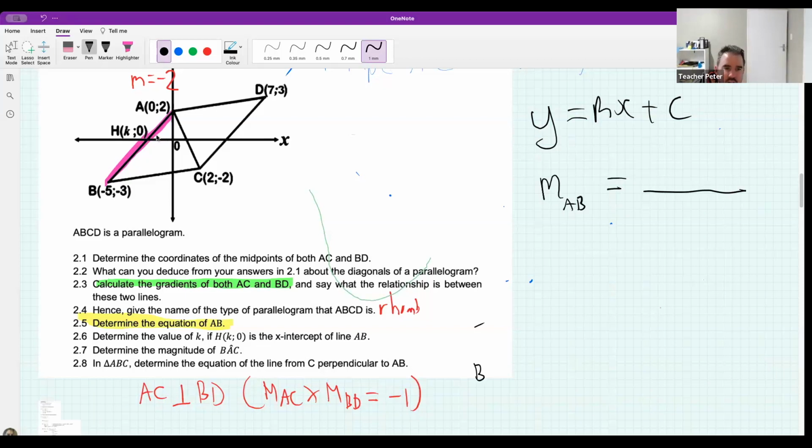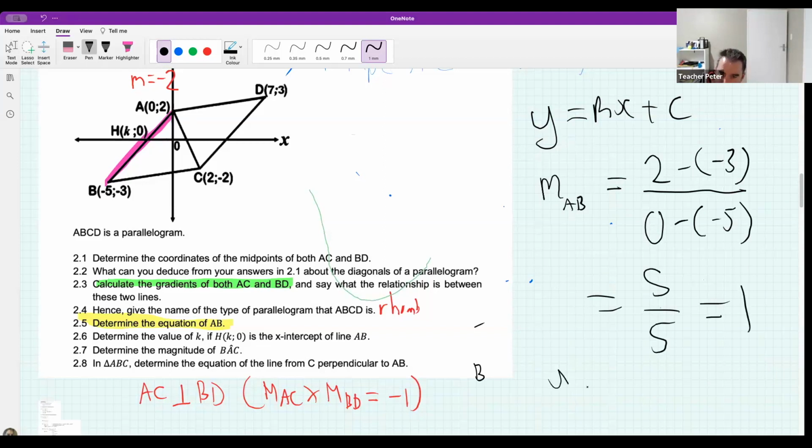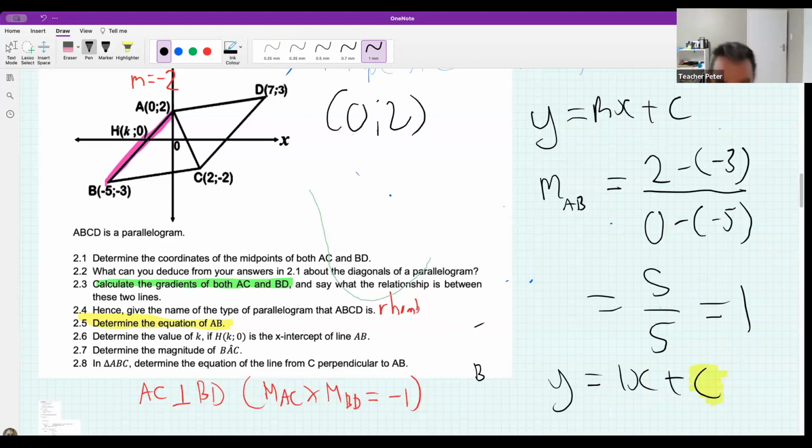So if I look at AB, I'm going to say 2 minus -3 over 0 minus -5, which is going to be 5 over 5, which is 1, which gives me y equals 1x plus c. All I need to do now is figure out what c is. And if I look at this, the easiest point to sub in to my straight line is the point 0, 2. But I noticed something else.